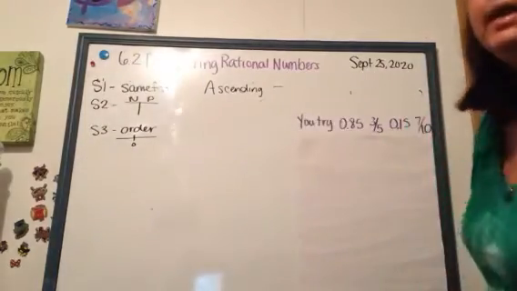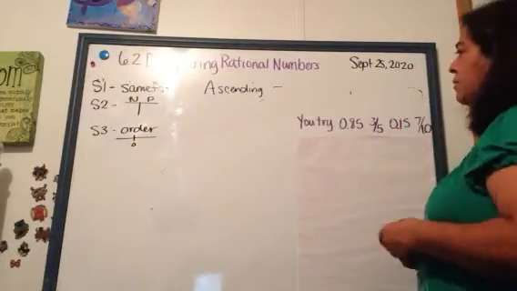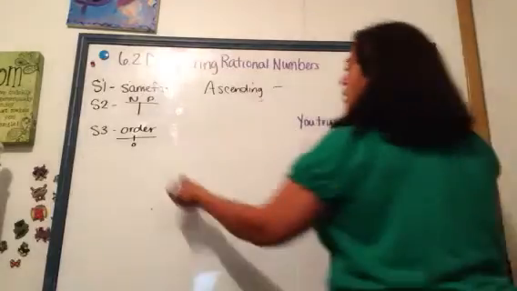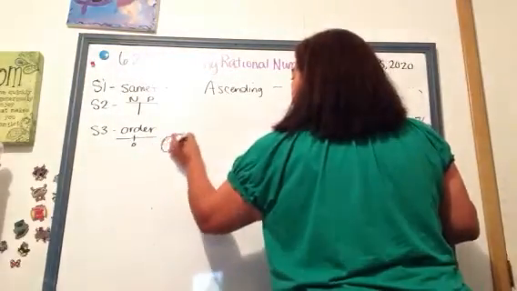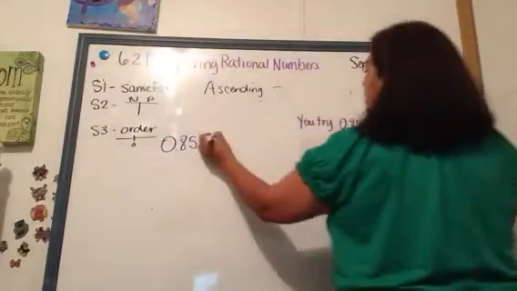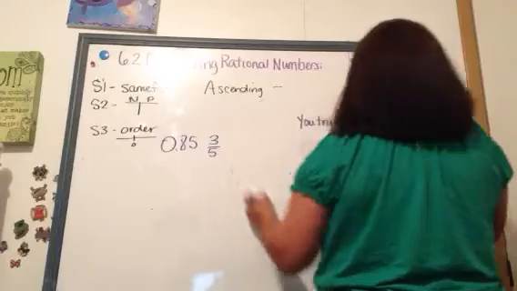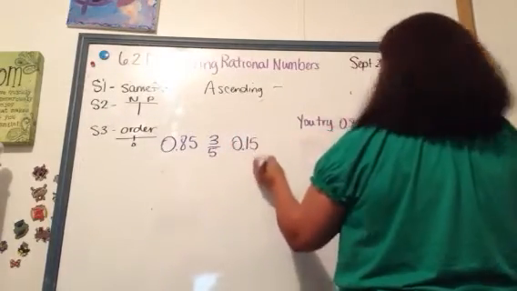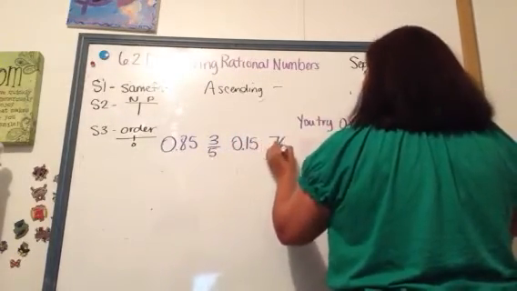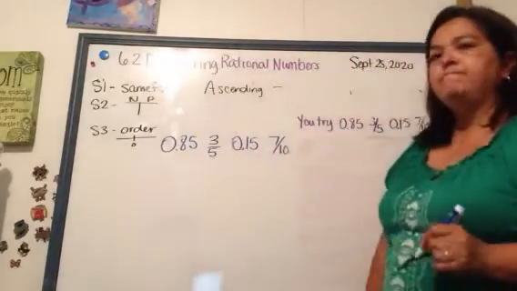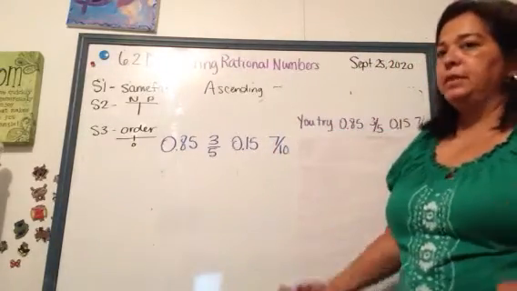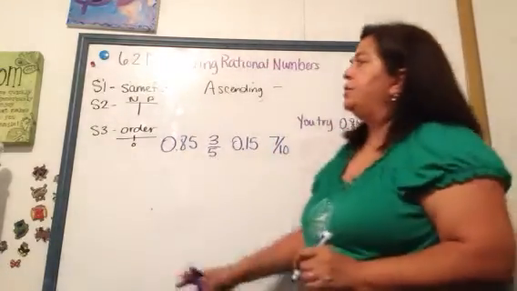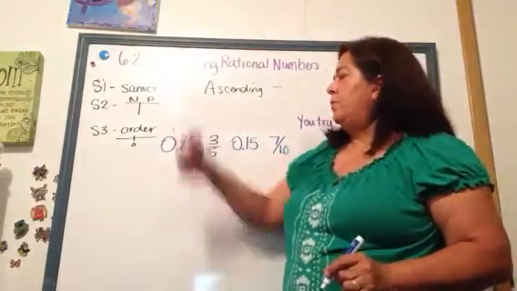We're going to look at example 2. My numbers for example 2 are 85/100, 3/5, 15/100, and 7/10. Okay? So we're going to follow the same steps. They never change. I'm going to write them in the same form.